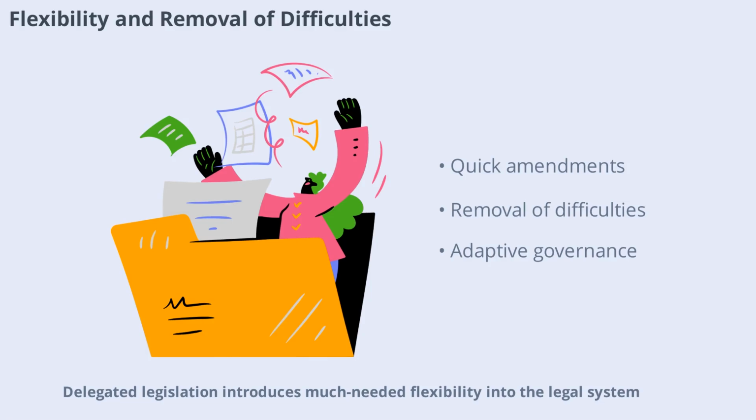Delegated legislation introduces much-needed flexibility into the legal system. If a rule or regulation proves ineffective or problematic, it can be quickly amended or repealed by the administrative authority. This adaptability is vital in a fast-changing society, allowing the law to evolve based on experience and feedback. Statutes often include removal of difficulty clauses, empowering the executive to address unforeseen challenges efficiently.